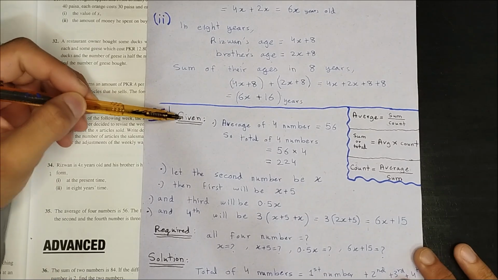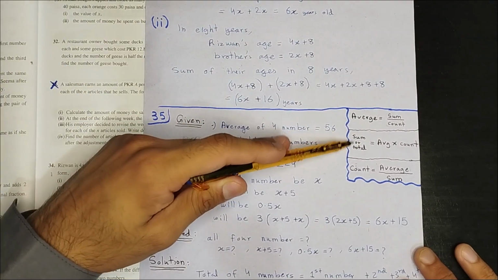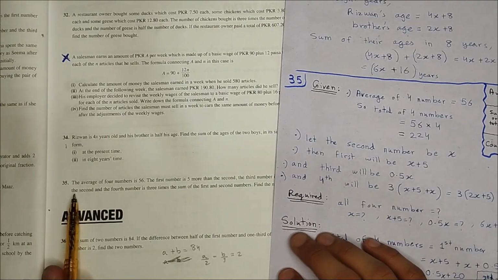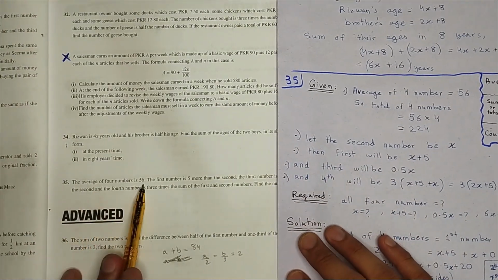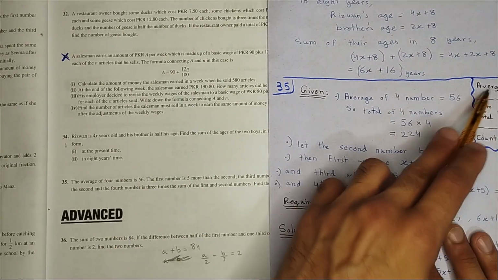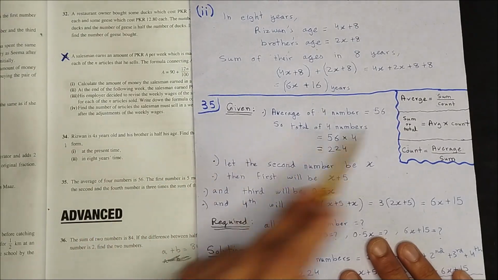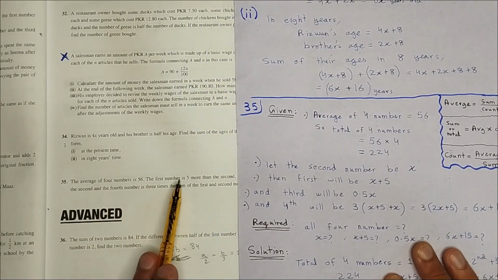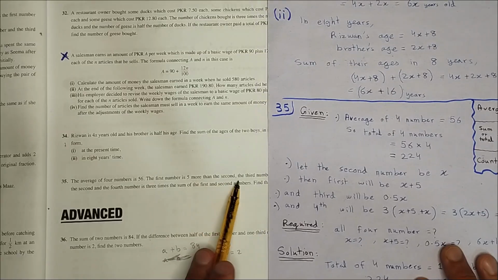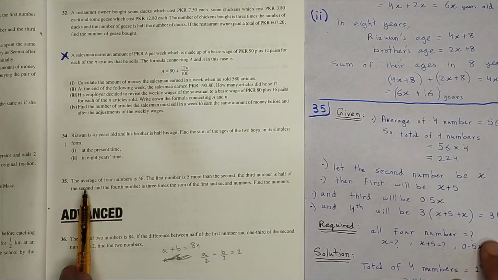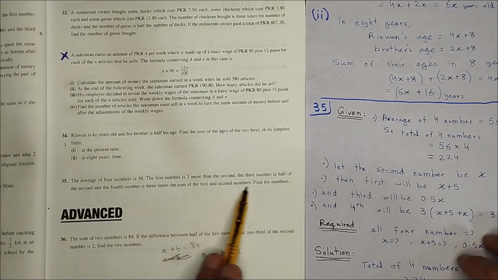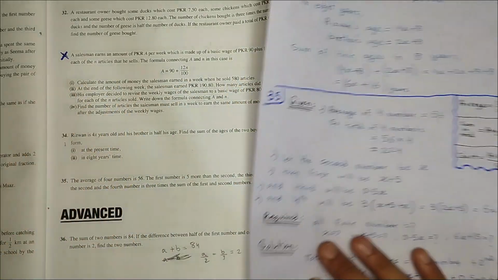In this question, we're going to use this basically. The question says that the average of 4 numbers is 56. The average is given to us. It says it's 56. The first number is 5 more than the second. The third number is half of the second, and the fourth number is 3 times the sum of the first and the second. Okay, we're gonna go one by one.